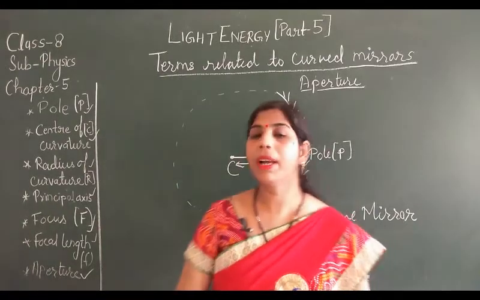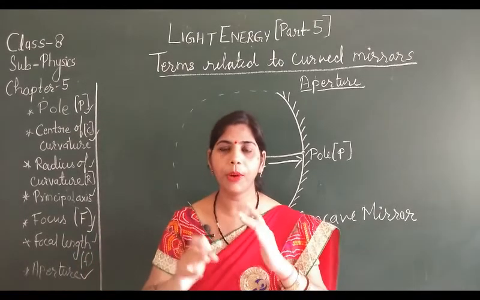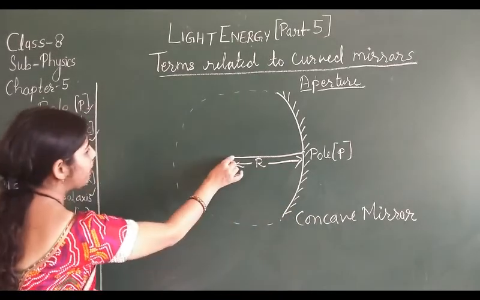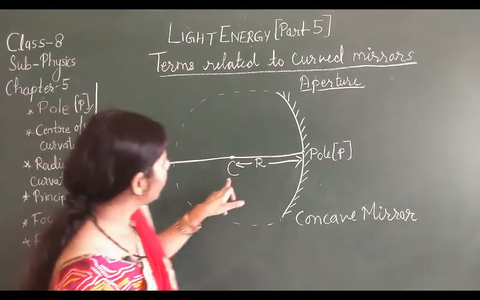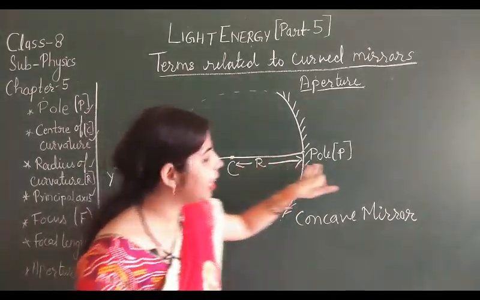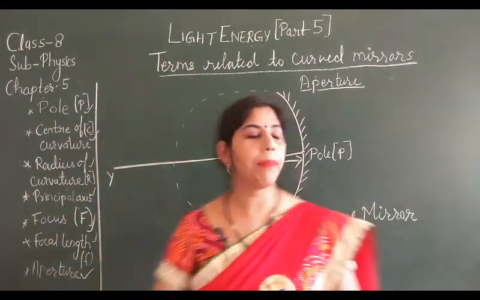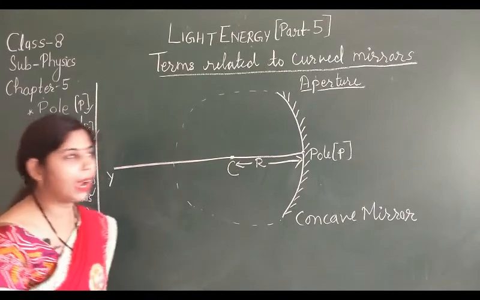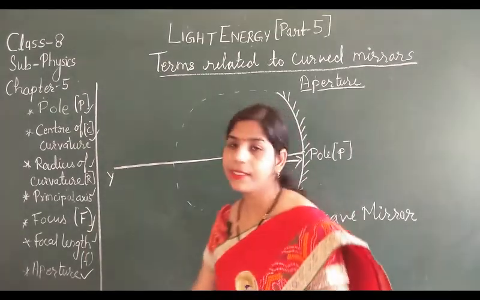Next, principal axis. Whenever you listen to the word axis, just think about the axis of the earth. That is also an imaginary line. So this is also an imaginary line which passes through the center of curvature and pole. That means an imaginary line which passes through the center of curvature to the pole is known as the principal axis. That means this PY is the principal axis. Now next is the focus.